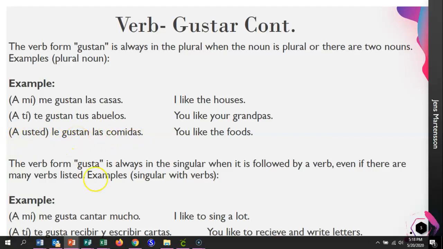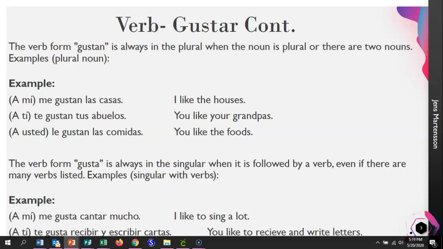Okay? All right. The verb form gusta is always in the singular when it is followed by a verb, even if there are many verbs listed. Example, singular with verb. Okay? So an example for that is, a mí me gusta cantar mucho. Me gusta cantar mucho. So it's talking about yourself. So it's, I like to sing a lot.